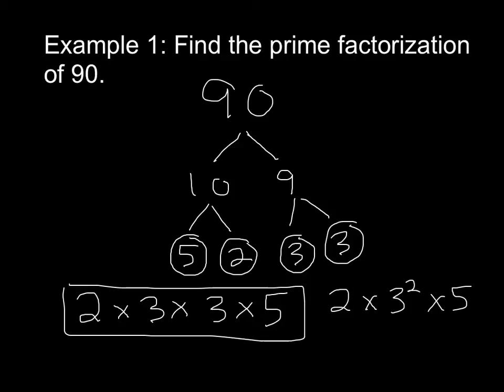There is a way that we can check to see if we did this correct. We'll double check. Is 2 times 3 times 3 times 5 equal to 90? Well, 2 times 3 is 6. 6 times 3 is 18. And 18 times 5 is 90. So, we did the problem correctly. Double check. We have prime numbers 2, 3, 3, 5. Yes, those are all prime. So 2 times 3 times 3 times 5 is the prime factorization of 90.